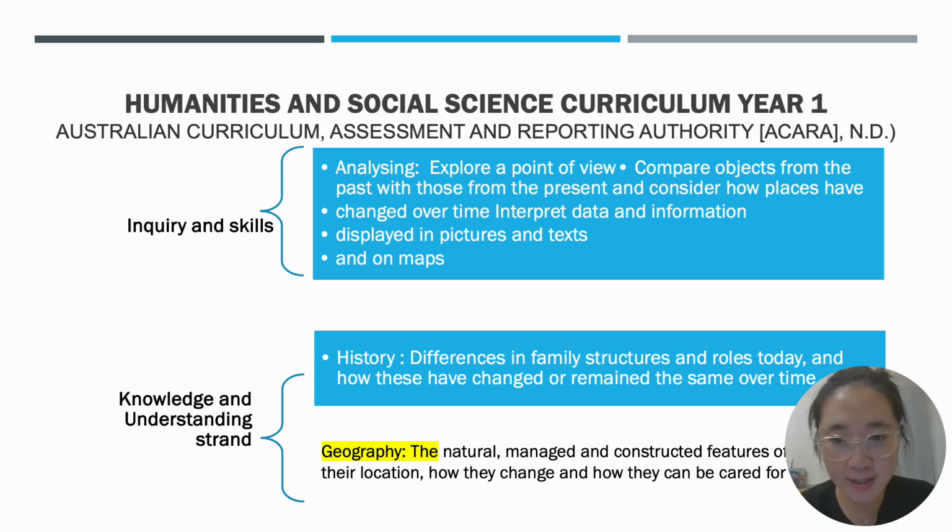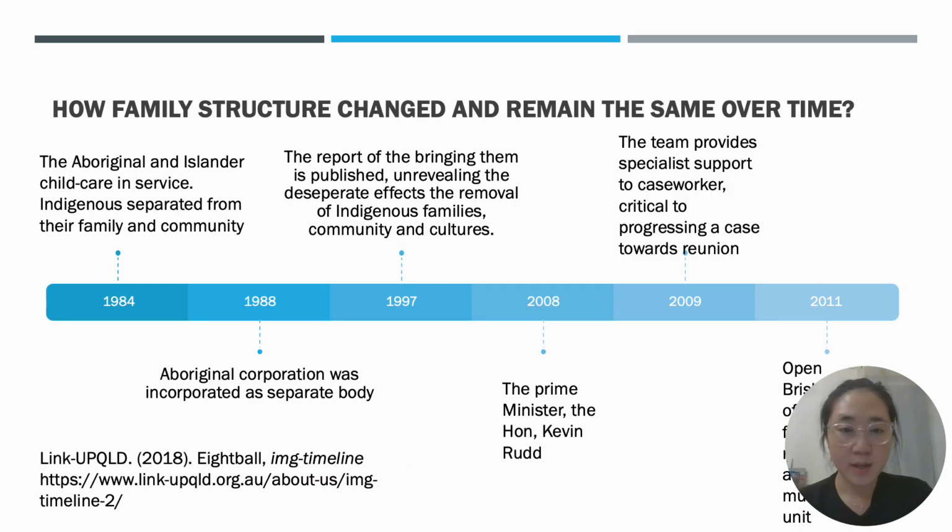Geography is about natural, managed and constructed features and location. It will also explain the place as well as location. If you see this page, there is a timeline from 1984 to 2011, and it shows us how family structure has changed based on Aboriginal culture and background.